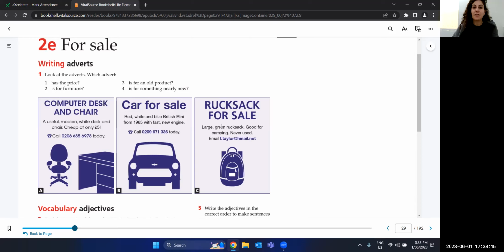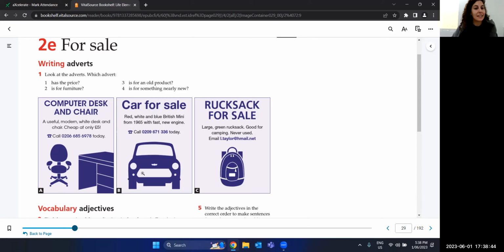And which one is for something nearly new? So it's not brand new, it's almost new, nearly new. The rucksack. How do we know? Because it says never used. So it's very new. It's not from the shop directly, but it's nearly new. They haven't used it.